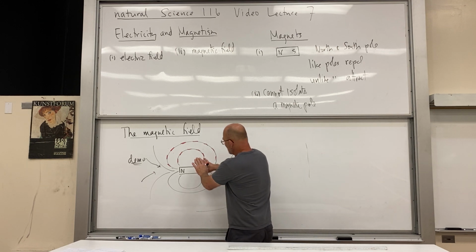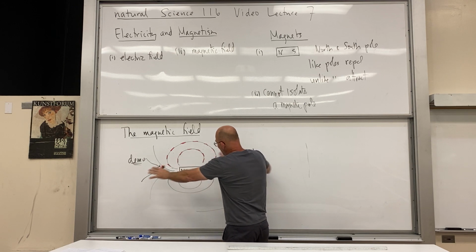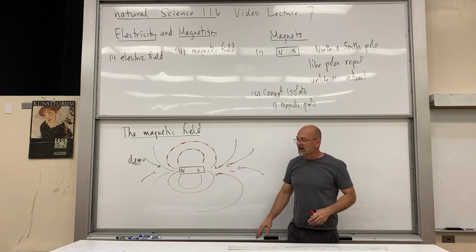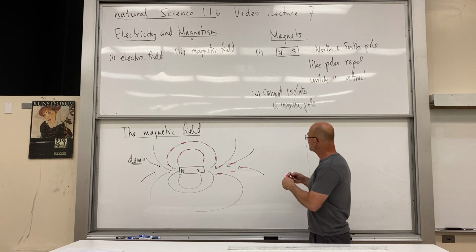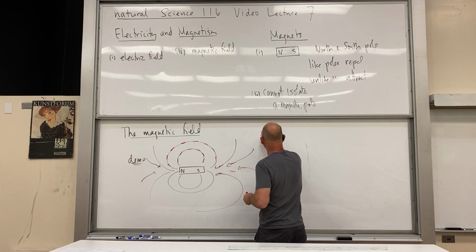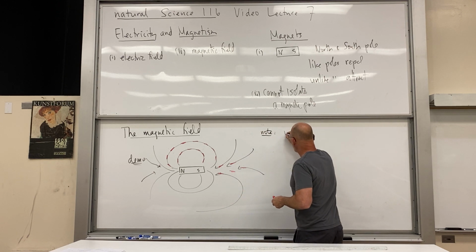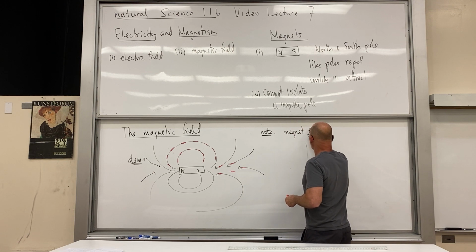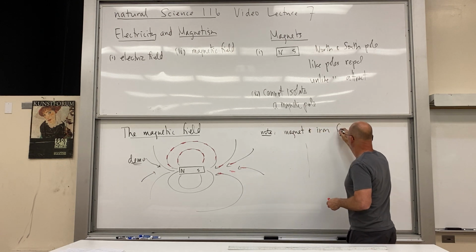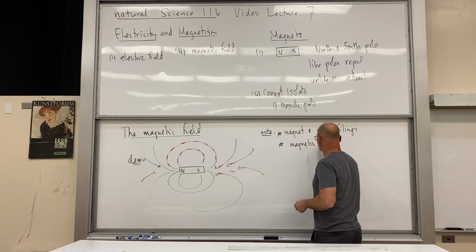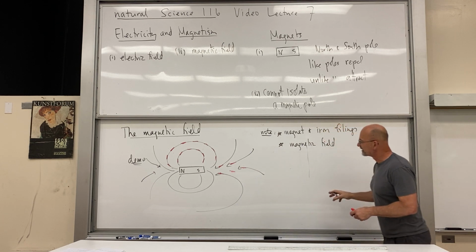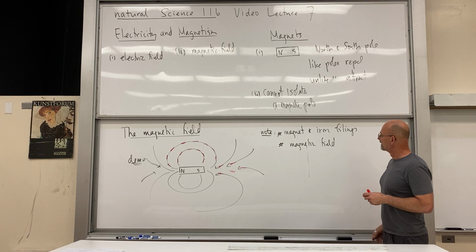Again, if you have a bar magnet and you put a plate of glass over it, you can sprinkle iron filings on it, and the iron filings will assume this configuration as well. So let's put this as a note for you to look up: magnet and iron filings. And another thing you can look up is just magnetic field. You'll get some good images for your book, and hopefully something that goes along with exactly what I've shown you here, the magnetic field.